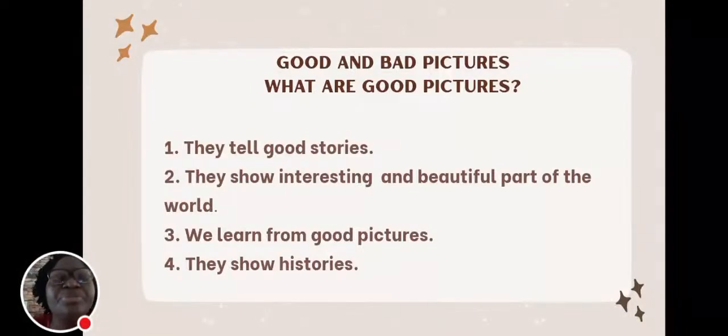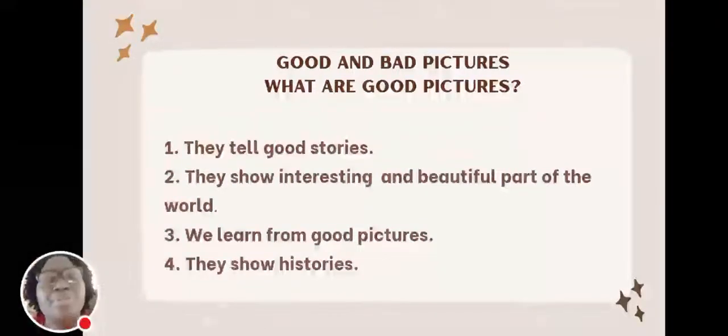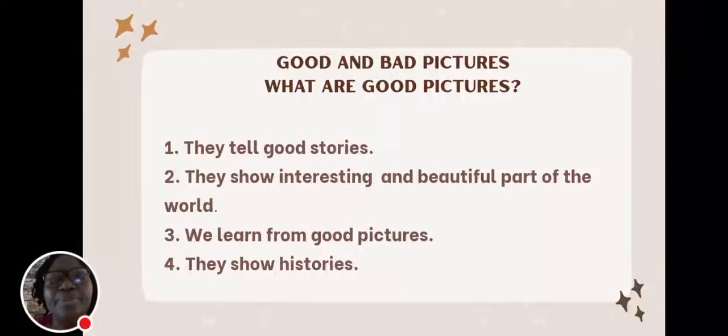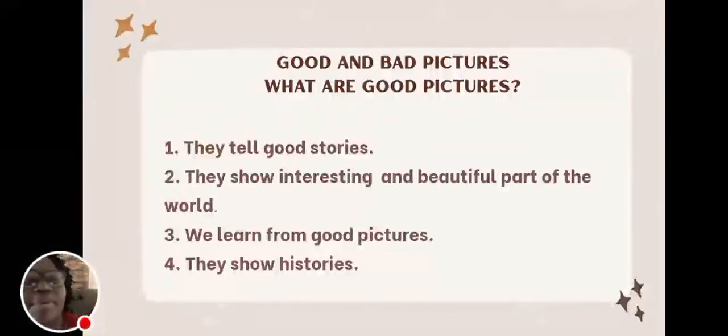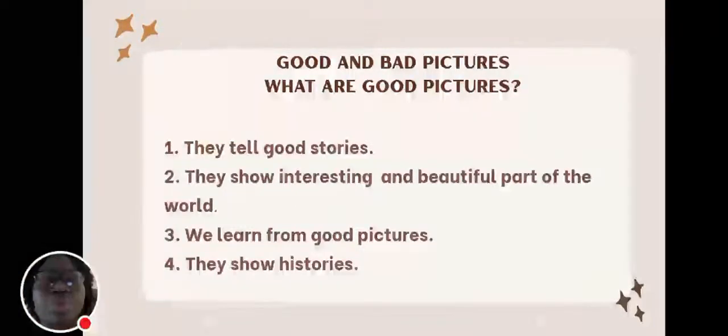You know, good picture. When you see the picture, it will tell you stories about, maybe, when your mommy and daddy were getting married, or maybe when daddy was celebrating a birthday, or mommy. It will show you stories. It tells stories. Number two, good pictures show interesting and beautiful parts of the world.